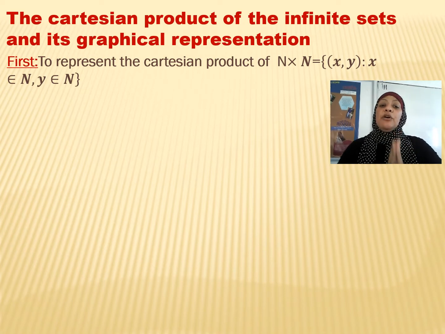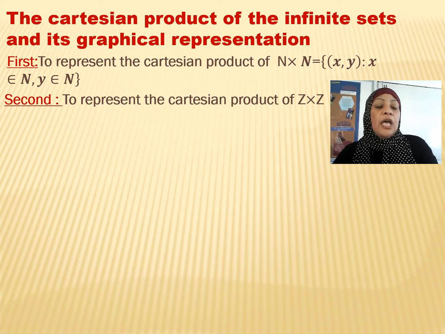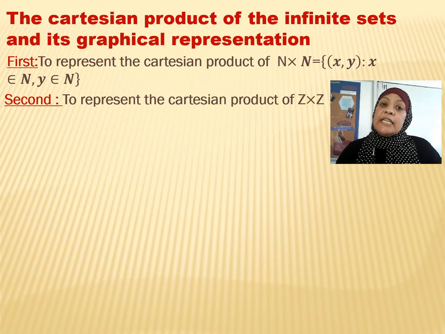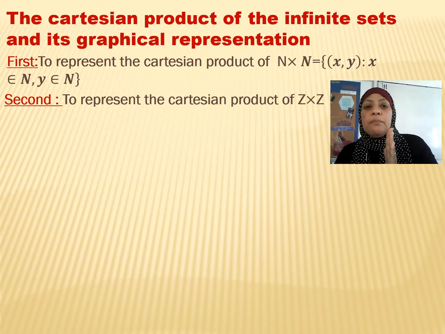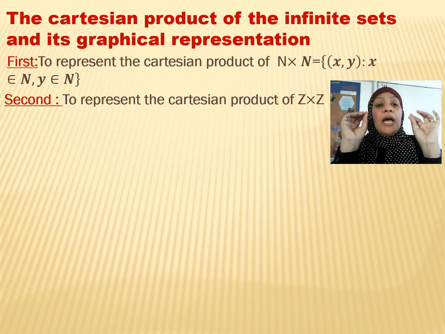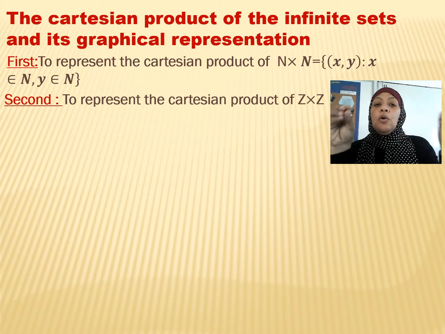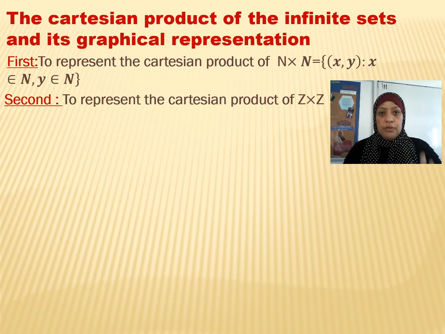Okay, then if I want to represent N on the graph. Second, to represent the Cartesian product Z product Z. What about Z? Yes, Z is now the positive numbers, the negative numbers, and the set of 0. In Z, we talk about the whole numbers, the integer numbers.